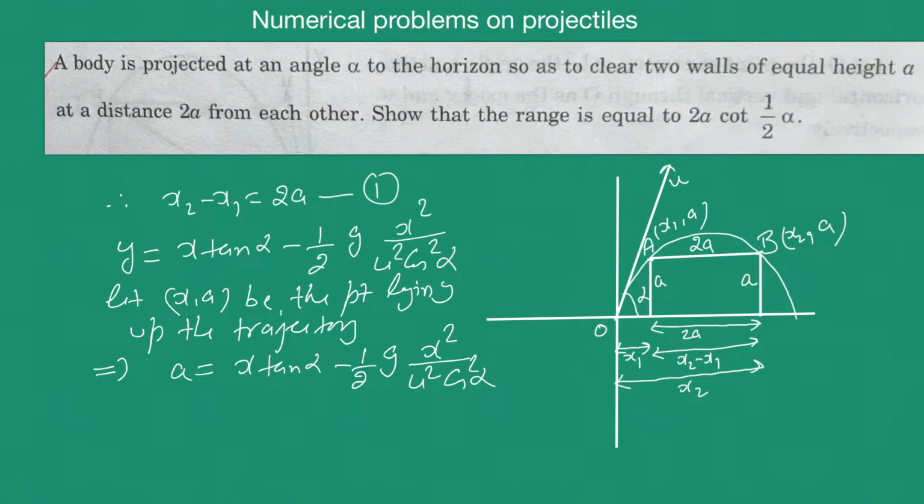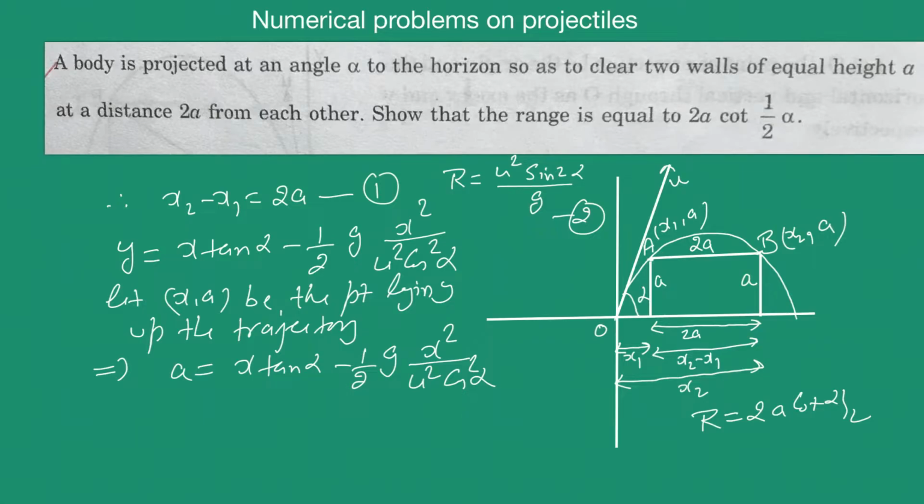We have to prove that the range is equal to 2a cot alpha by 2. Here we could also write the range by formula as u square sine 2 alpha by g, and you may name it as equation number 2. Fine, this is quadratic in x. So we will make the x square coefficient 1, and for this we will cross multiply with 2u square cos square alpha by g and along with minus.